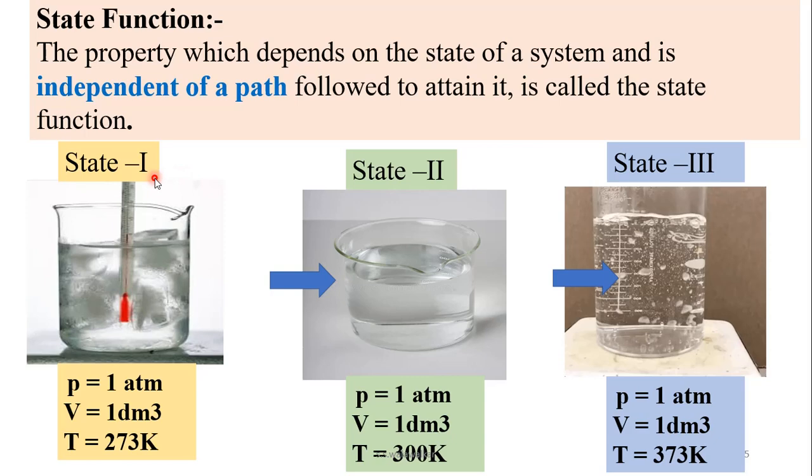Here the initial state and final state is important. So that is called as a state function. State function is a property which depends upon the state of the system and is independent of the path followed to attain the final state, is called the state function.